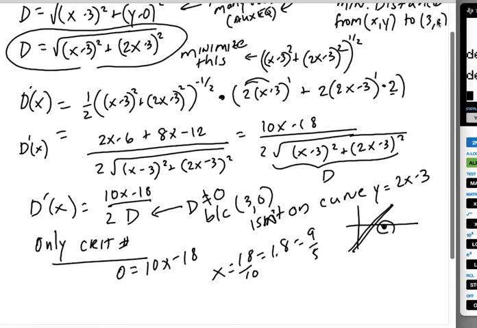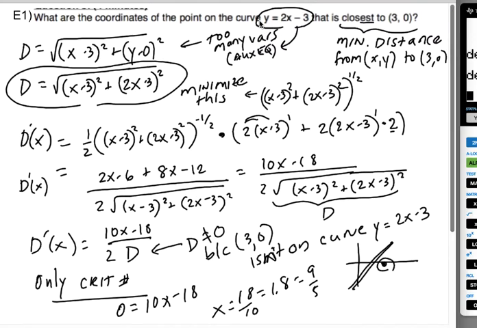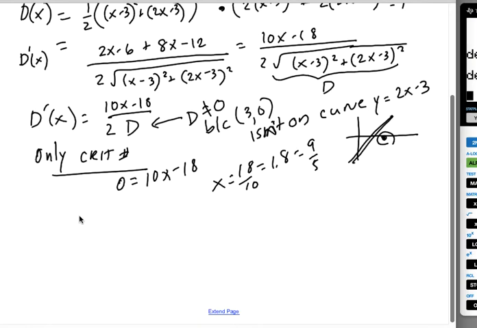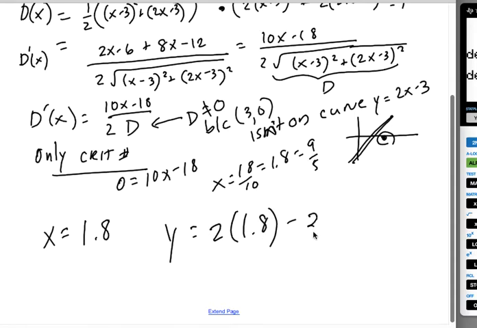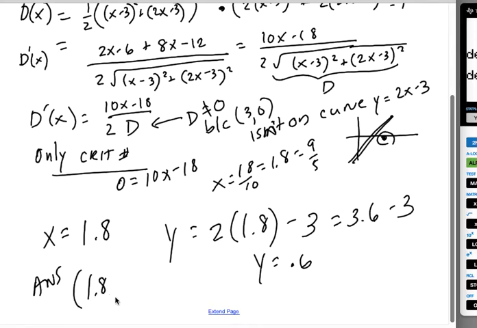You were asked for the point, so you do need to find the y value, but notice that you can easily find the y value by plugging into y equals 2x minus 3. So once we know that x equals 1.8 is the only possible contender, y is 2 times that 1.8 minus 3, which is 3.6 minus 3, so you get y is 0.6. And your answer is 1.8 comma 0.6.